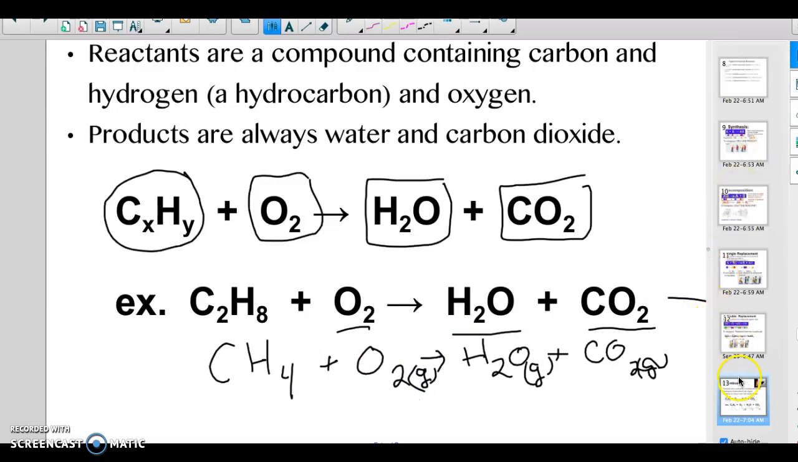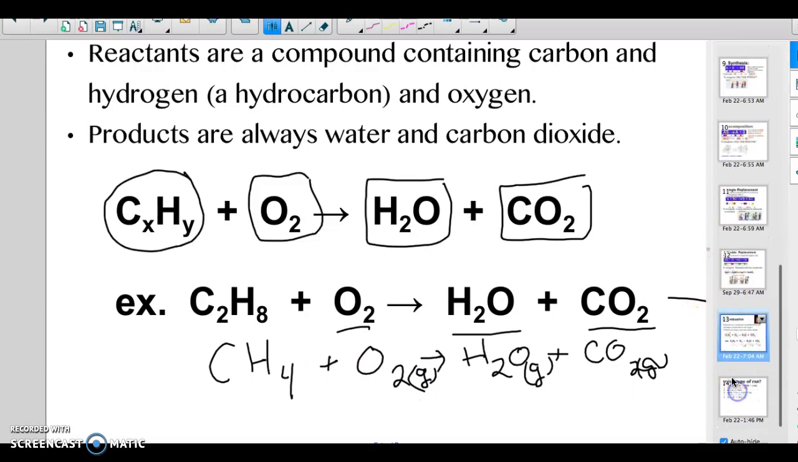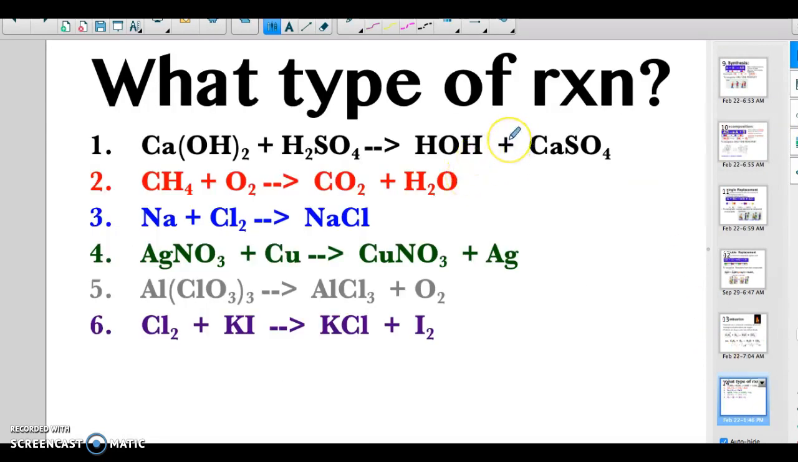And then one last thing, I have a question for you. I want you to decide which type of reaction these are. Decide what type it is: synthesis, decomposition, single replacement, double replacement, or combustion.